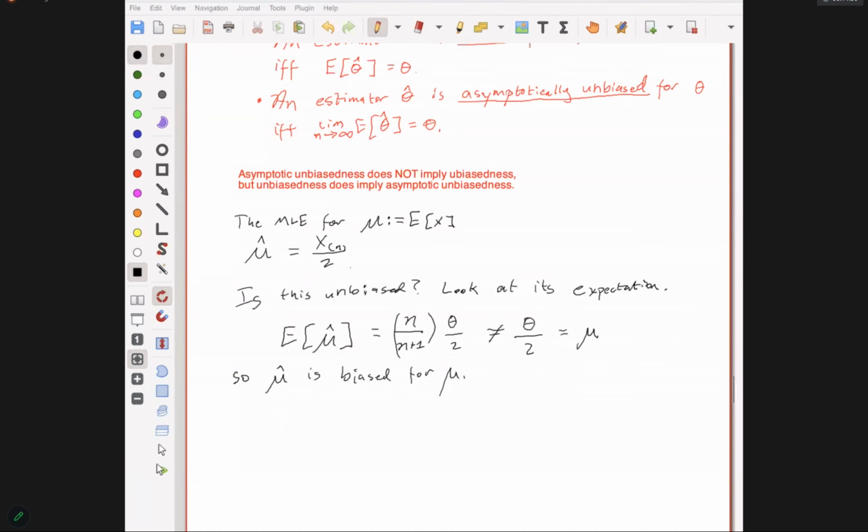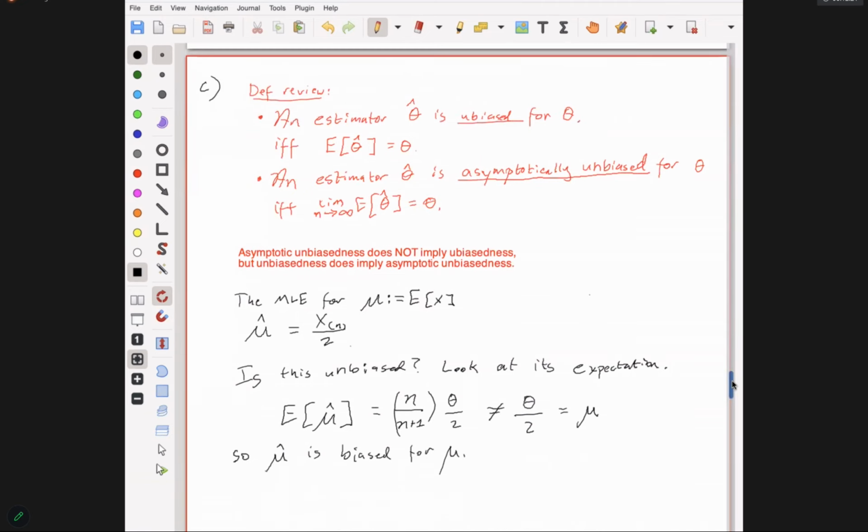First of all, does this make sense why this is a biased estimator? Because it's equal to mu? Because it's not equal to mu. Yeah, okay. So if the expectation is equal to mu, then it is unbiased.